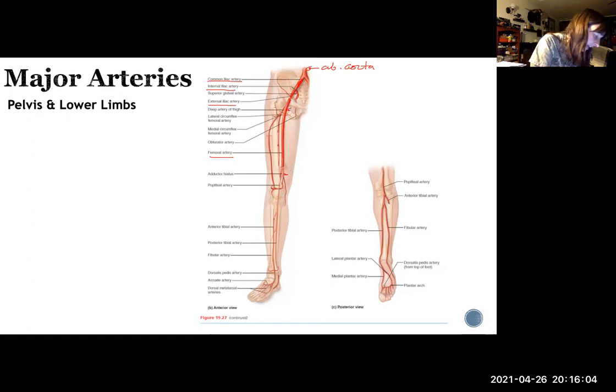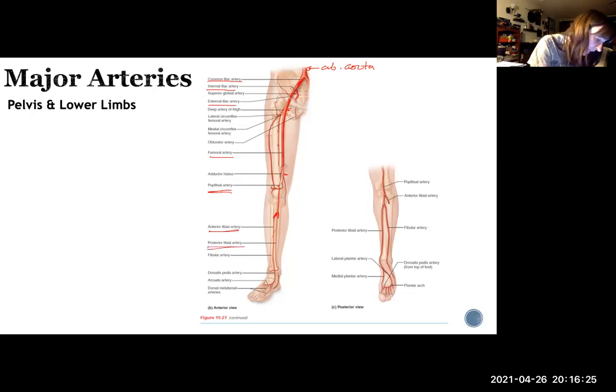And then once it goes behind the knee, it's the popliteal artery. Past the knee, you got another branch. One half goes anterior to the front of the tibia. The other one stays posterior behind the tibia, hence the anterior tibial artery and the posterior tibial artery.